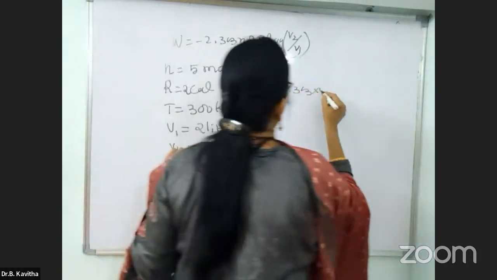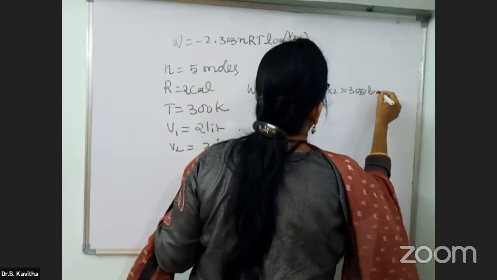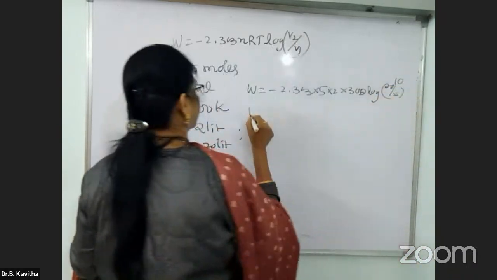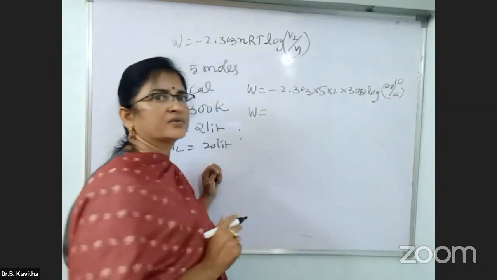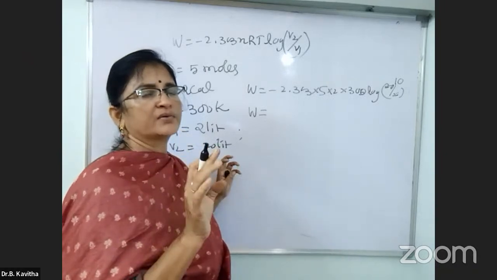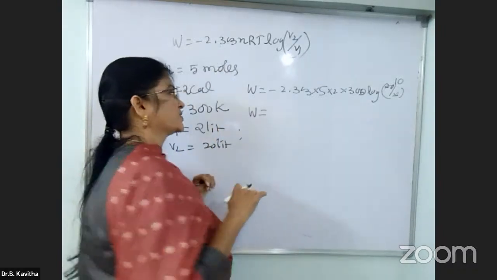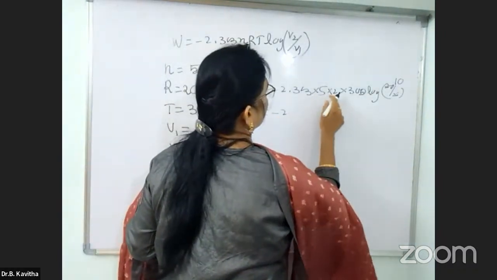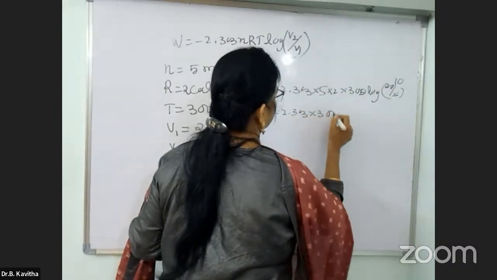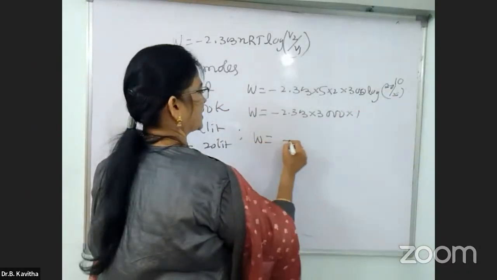n value is 5, R is 2, 300, log of 20/2, that is 10, log 10 value. Remember log 1 is 0 and log 10 is 1. Minus 2.303 into 5 into 2 into 300, that is 3000, and log 10 is 1. Write what this value comes to.